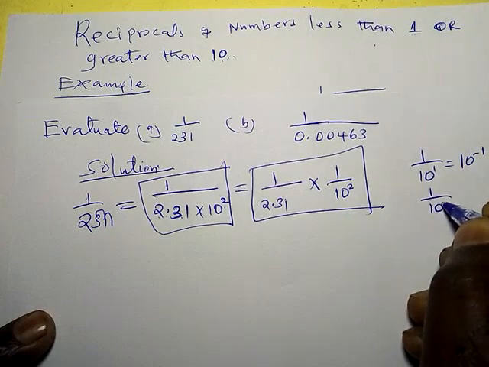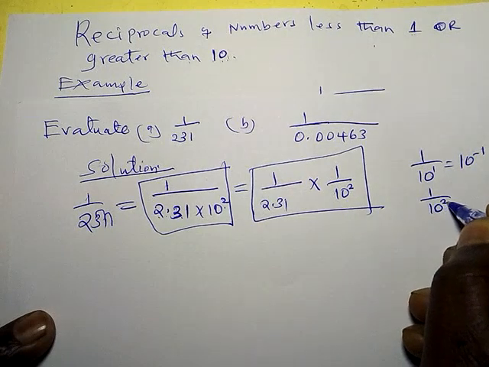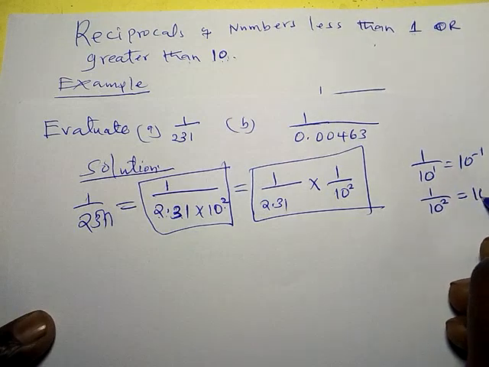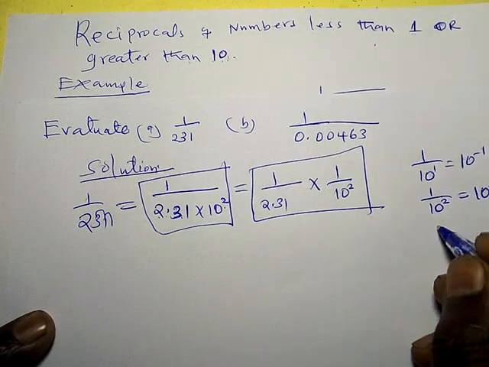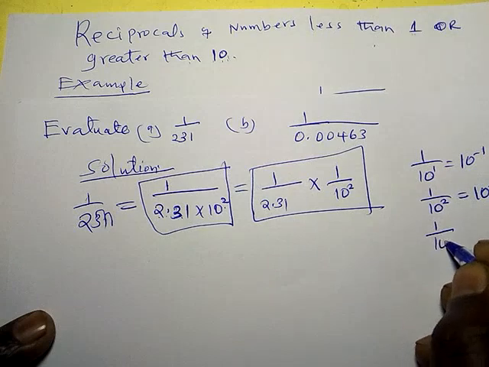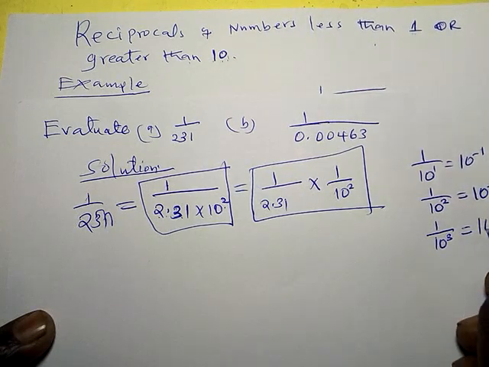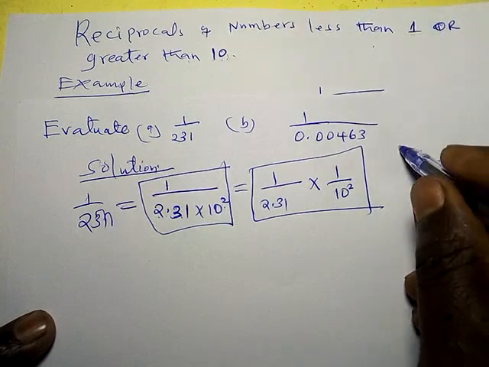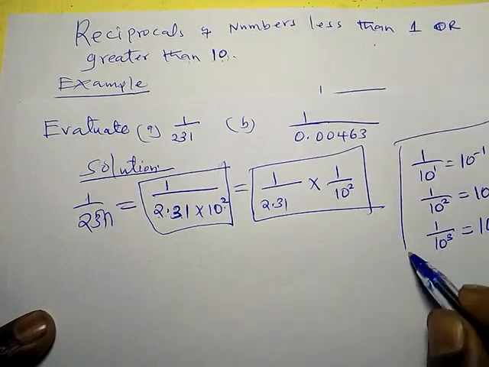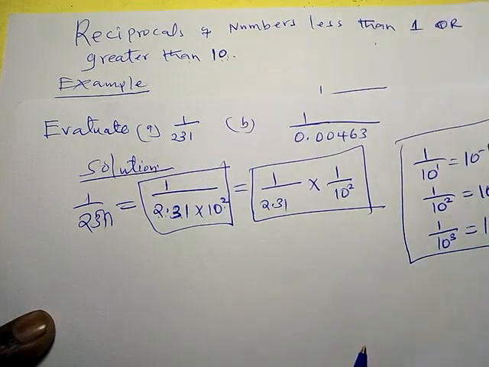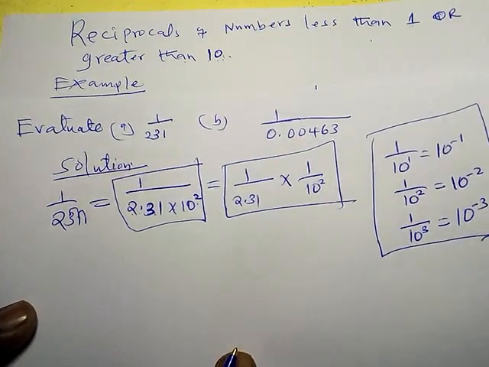1 over 10 raised to power 2 is the same as 10 raised to power negative 2. 1 over 10 raised to power 3 is equal to 10 raised to power negative 3. These ones are the same thing. During the topic of indices, you will understand that very well.